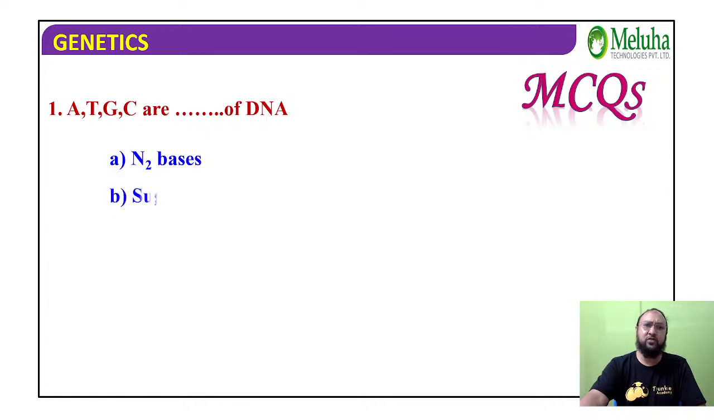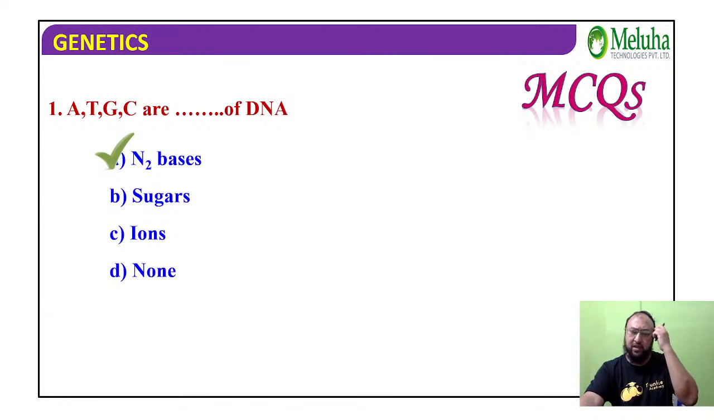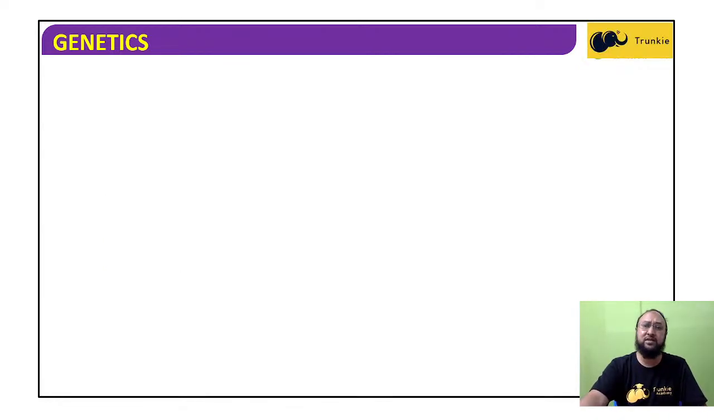A, T, G, C are the nitrogenous bases, which are present in the DNA.